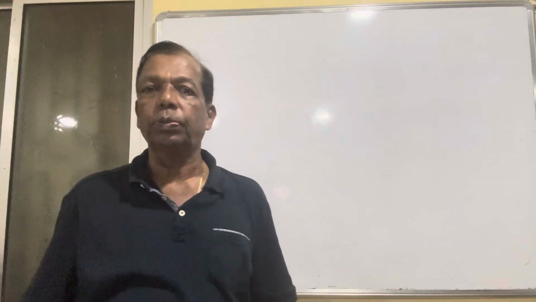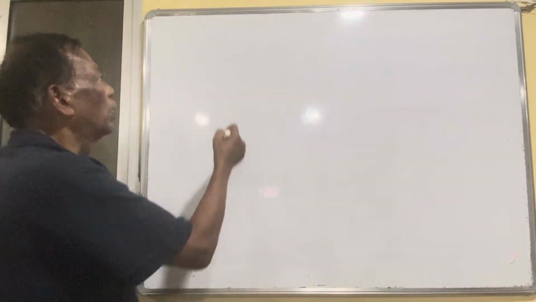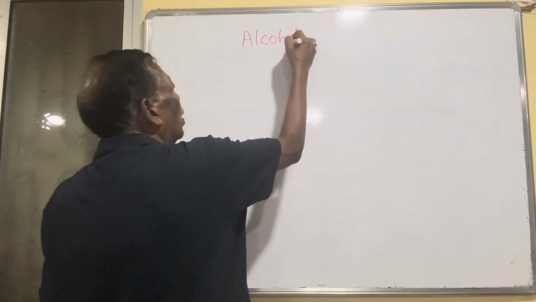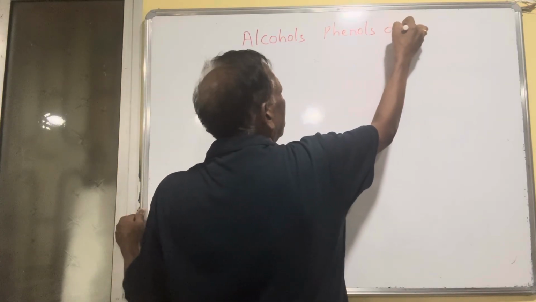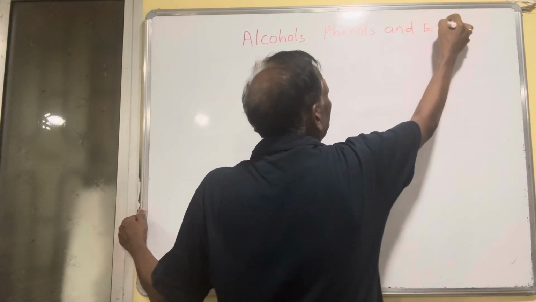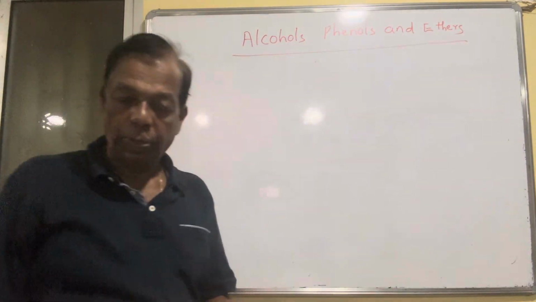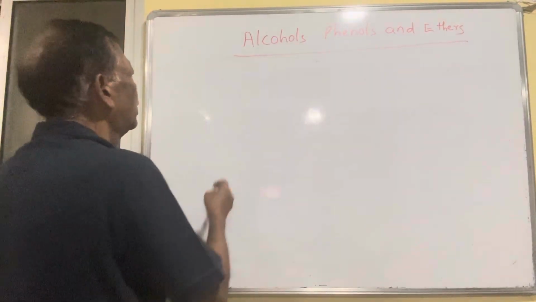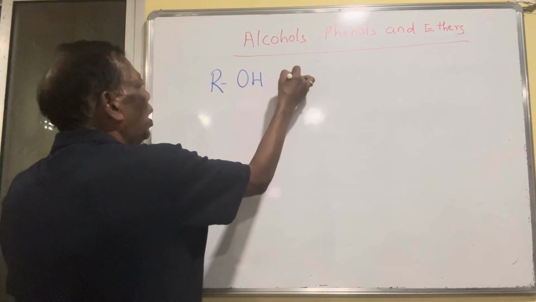So students, today's video I'm going to discuss with you all alcohol, phenol and ether, that topic. So we'll take here the topic as alcohols, phenol and ether. Now what are alcohols? Just understand the concept only. Alcohols are the compounds which contain OH group. So ROH, these are called alcohols.